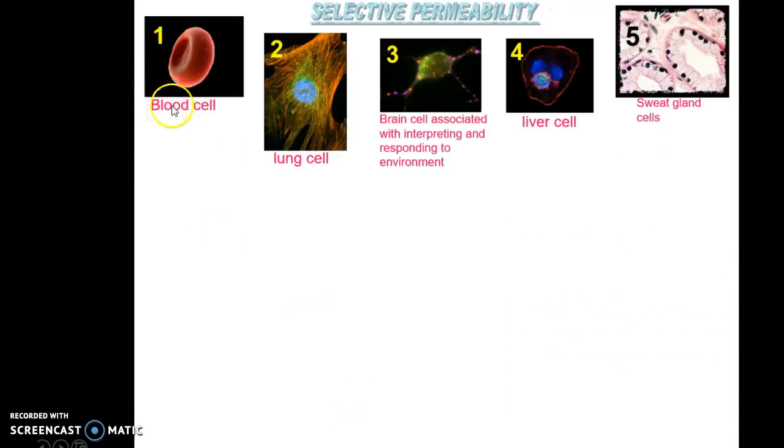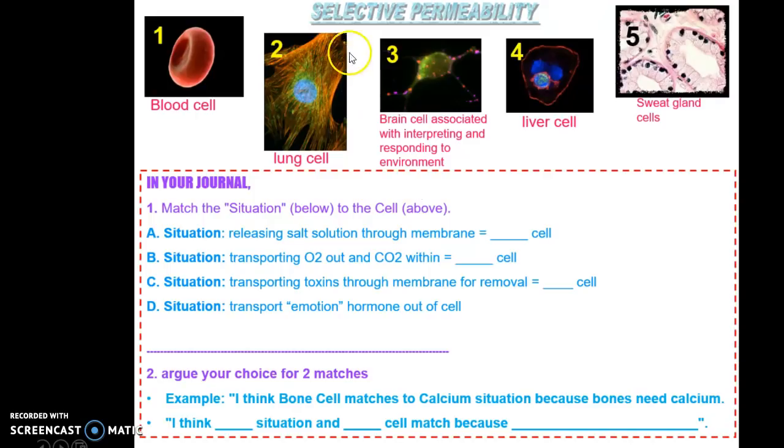All right, for slide 30, we have 5 different cell types, which we just discussed. And you want to think about how are they using selective permeability? How do they decide what goes in and out of their cells? You want certain things going in and out of blood cells. You want certain things going in and out of lung cells. You want certain molecules or things going through brain cells and on to the liver and sweat. The question is what do they select to go through in and out of their cells? What do they want to go in and out? What are they permeable to? Permeable means letting things go through.